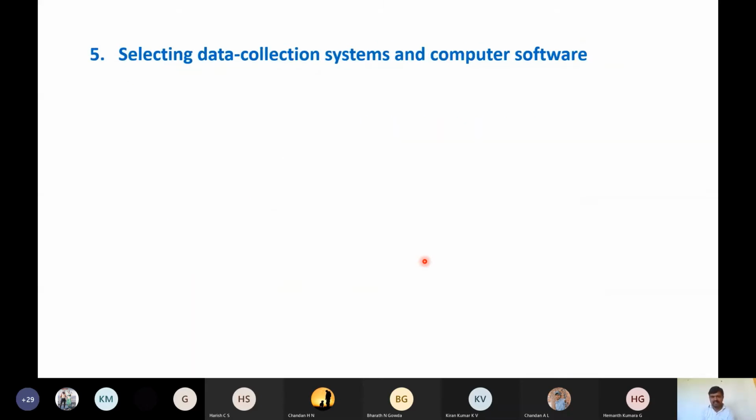Next, selecting data collection systems and computer software. Now there are many softwares available to implement these things, even collecting data and even plotting control charts. There are softwares available even for interpreting control charts. That means everything is computerized. It is not required to do manually. Even inspection is automated, using many techniques, like machine vision with the help of sensors. So even measurement can be done automatically.